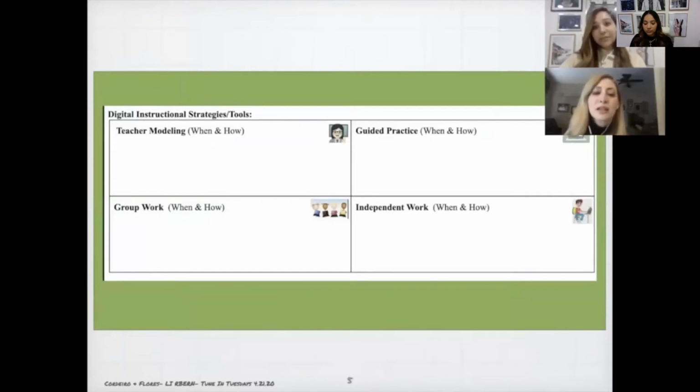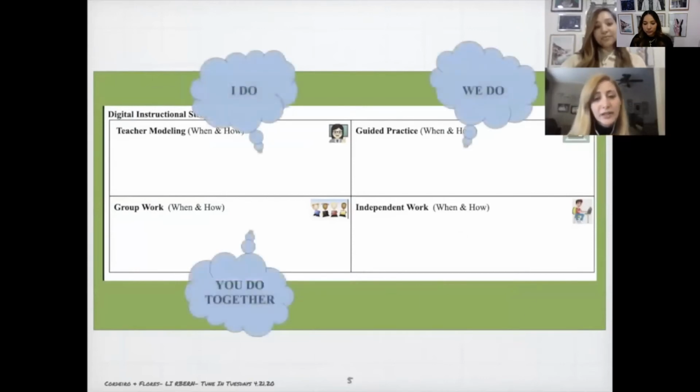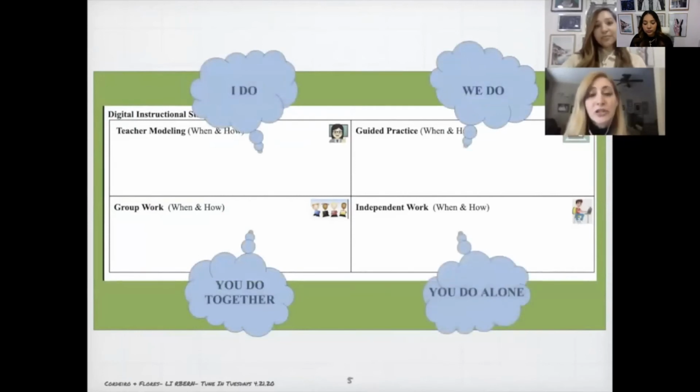To make sure we have a collective understanding of these elements, we want to point out that we're planning for how we can digitally support the gradual release of responsibility for our remote learners. How does the I do, we do, you do together, and you do alone structure of learning transcend from our traditional classrooms into our digital classrooms?